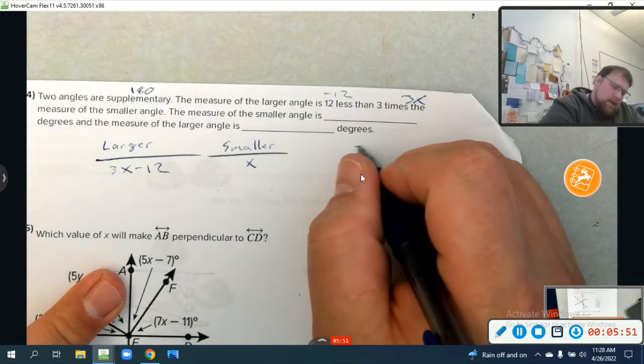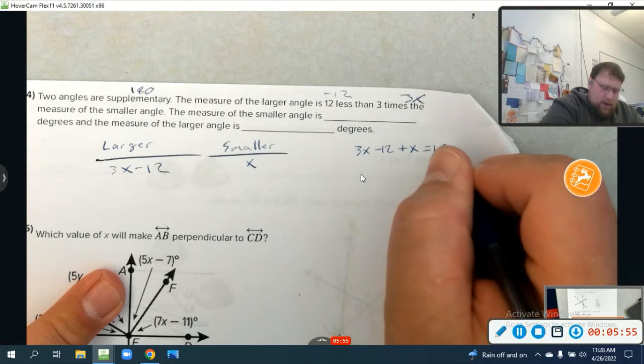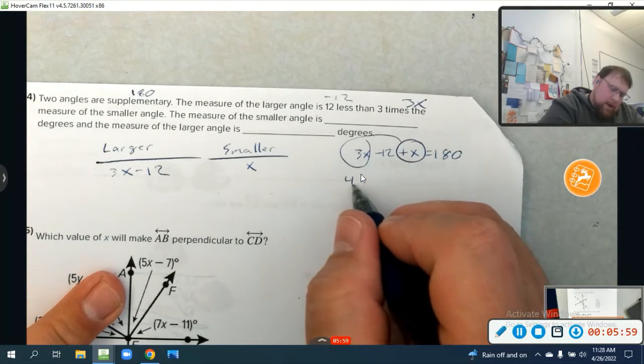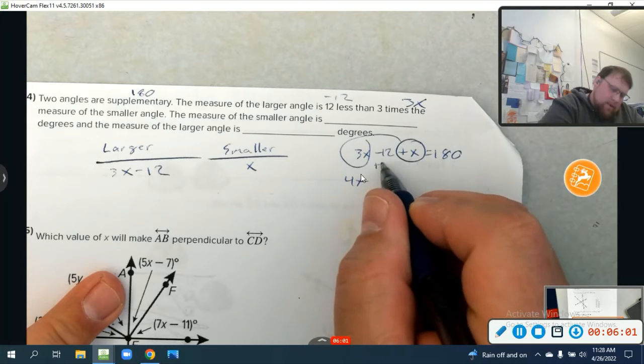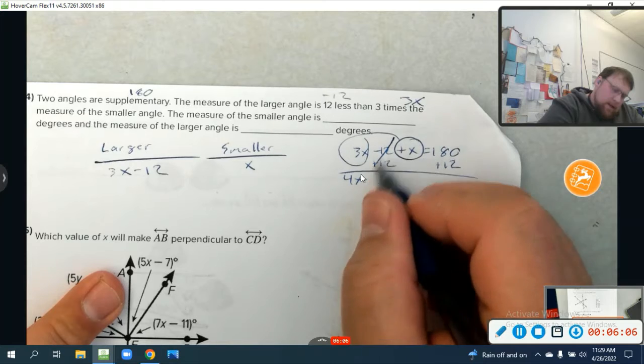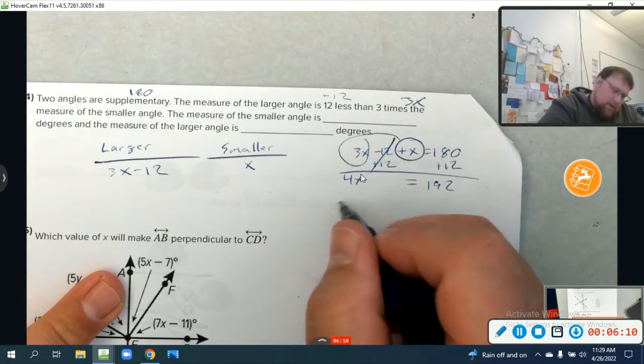So I'm going to say that. 3x minus 12 plus x equals 180. Those combine together to make 4x, and I'm going to add 12 to both sides. So I get, boom, 4x equals 192. Divide that by 4.